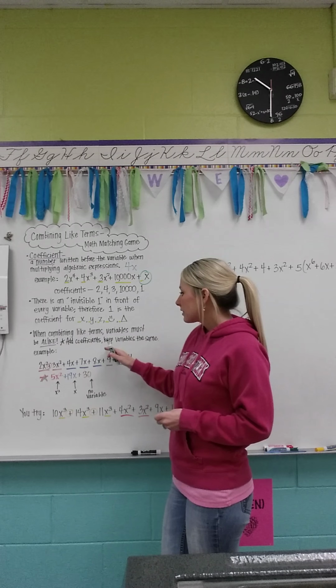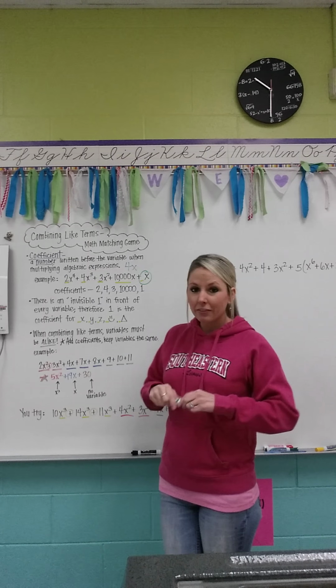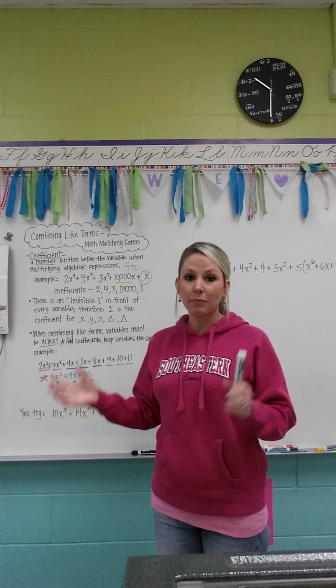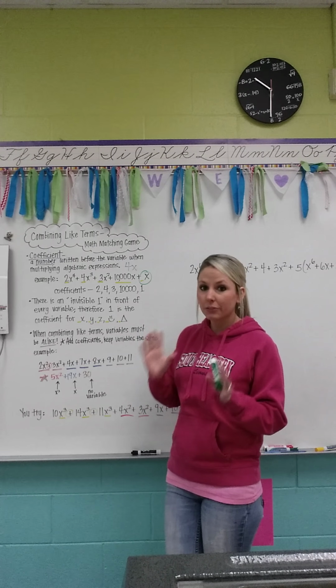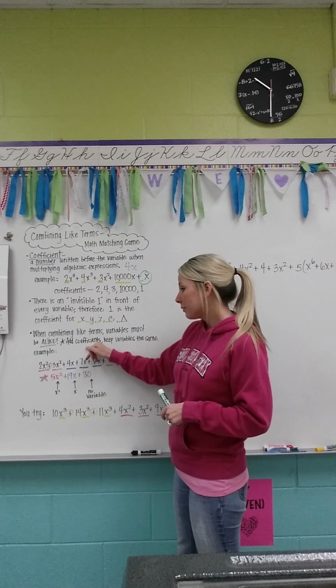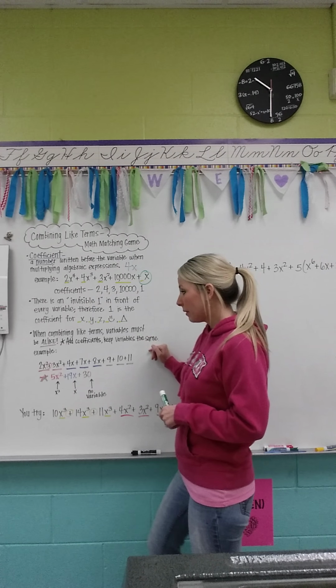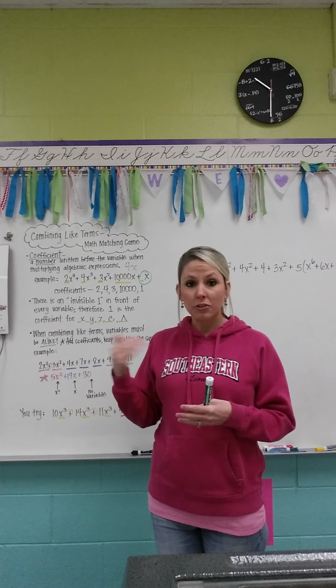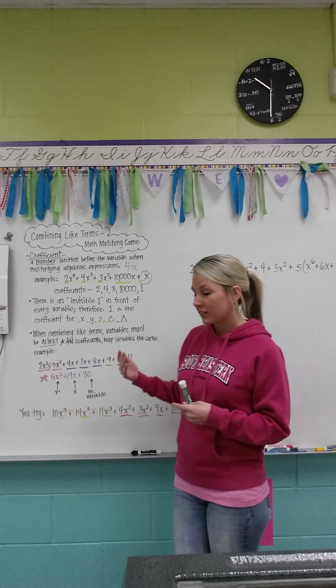Okay, so when we combine like terms, the variables must be alike. Hint: the word combining like terms. They must be alike. They must be the same. They must look alike. If we have an addition problem, we're going to add the coefficients and keep the variables the same. If we have a subtraction problem, we're going to subtract the coefficients and keep the variables the same.